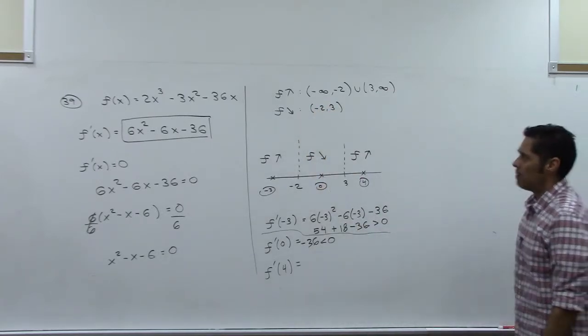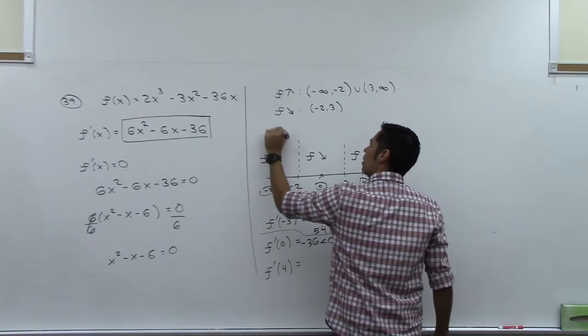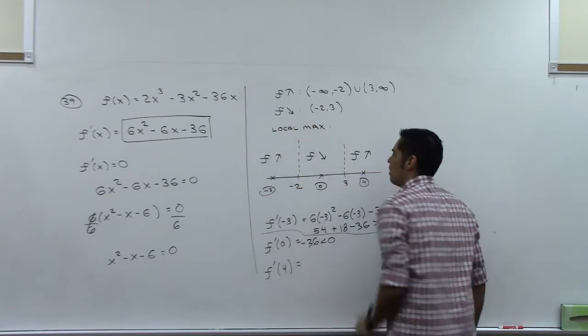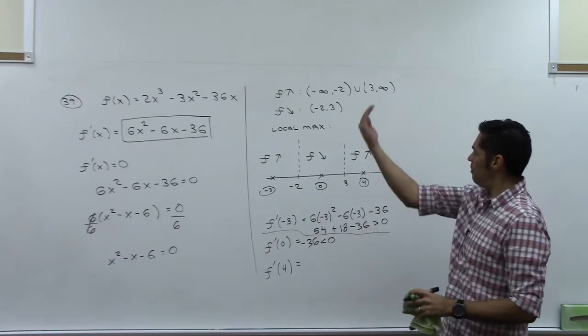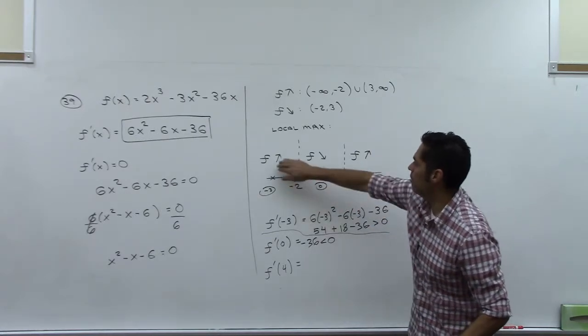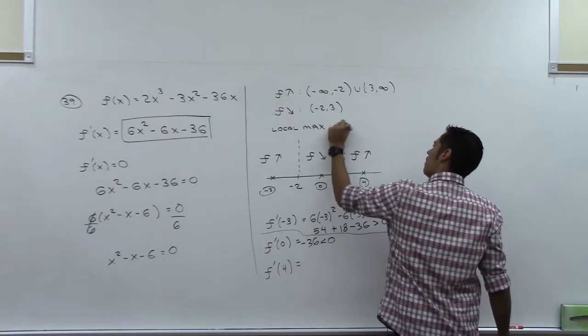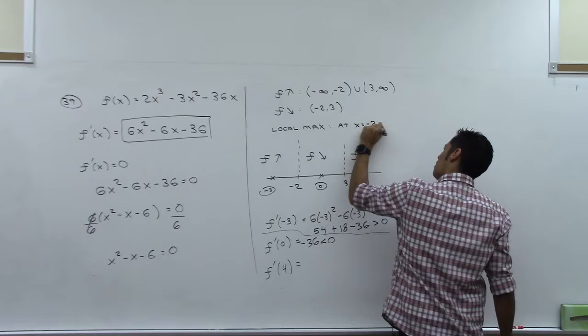All right, now let's talk about any local maxes. Local max, do I have any? Let's see, where do I have a local max? Anywhere I go up, then down, and that happens right here, negative 2. We go up, then we come down. So I'm going to have a local max at x equals negative 2.